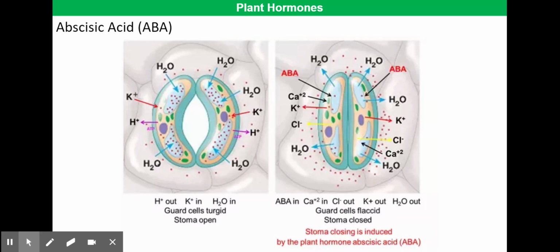By comparison, on the right-hand side, we've got ABA now entering in, as well as calcium ions. Chloride ions are now moving out. Similarly, potassium ions are as well. And water therefore follows by osmosis out of the stomata, causing the guard cell to go flaccid and the stomata to close. So this is the process by which the plant hormone ABA causes closure of stomata.